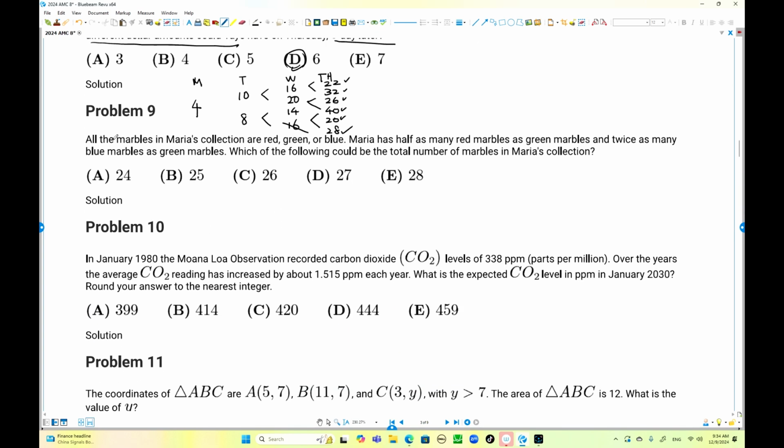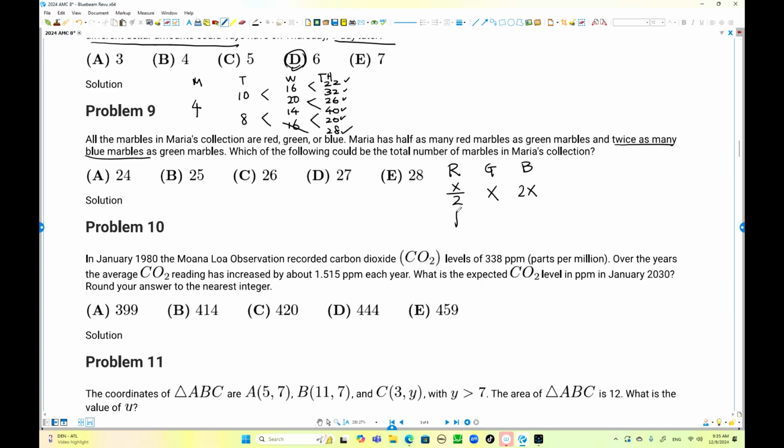The number 9. All the marbles in Mary's collection are red, green, or blue. So we have red, green, or blue. Maria has half as many red marbles. If green is x, red marble is half of this one, x over 2. Okay. What about blue? Twice as many blue as green, right? Yeah, blue is what? 2x.